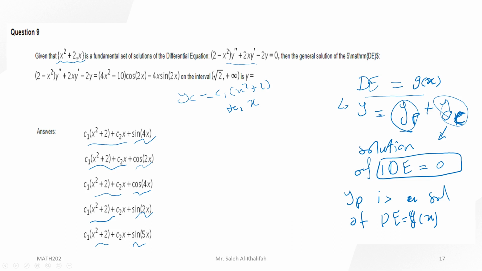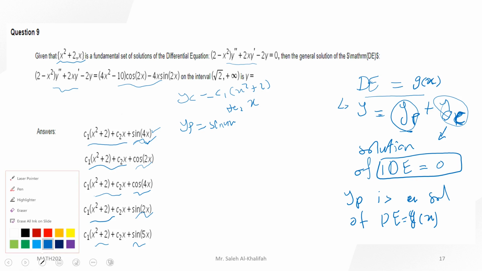ما يحتاج أحل differential equation هذا. الآن نعرف أن راح نعوض y of p equals sine of 4x, and we find y prime and y double prime, then substitute يعني نحاول نشوف هل تساوي right side ولا لا. أنا بكل هذا راح أختصر عليك الخيارات لأن عندك 5 choices. I will eliminate these choices up to 2 choices only, يعني just to save time.